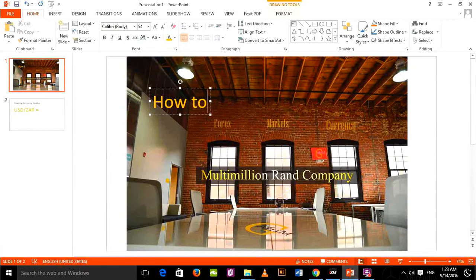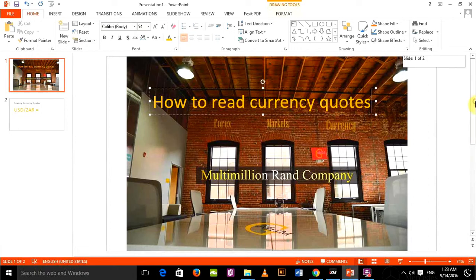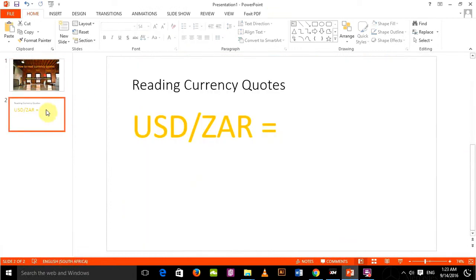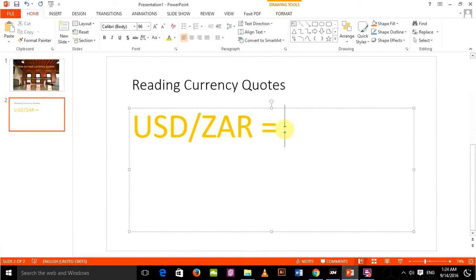Today's lesson is how to read currency quotes. Essentially, I want us to understand the concept of a currency. Number two, I want us to learn how to read a currency quote. When trading on forex, this ability to discern what a quote means is very important.